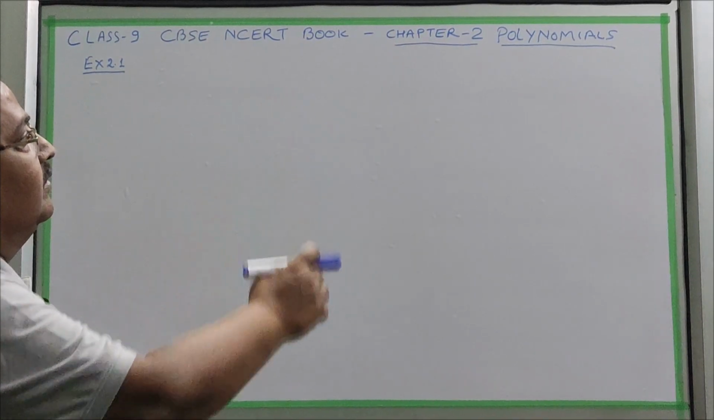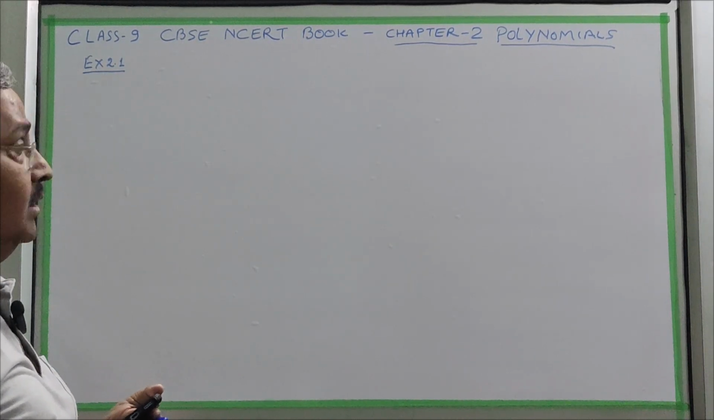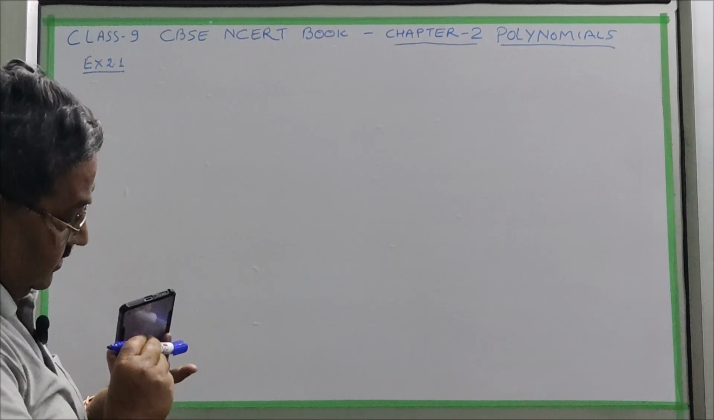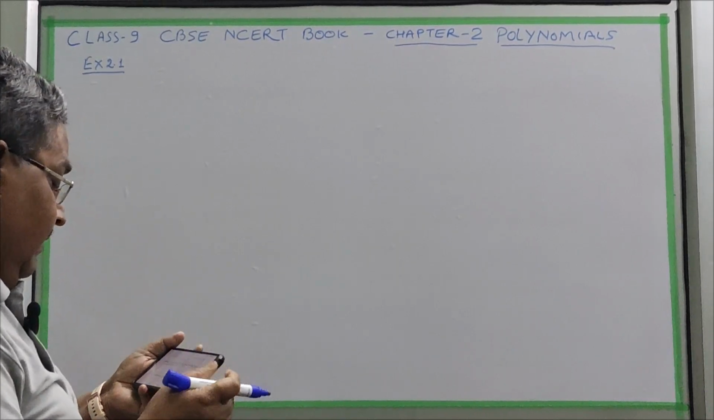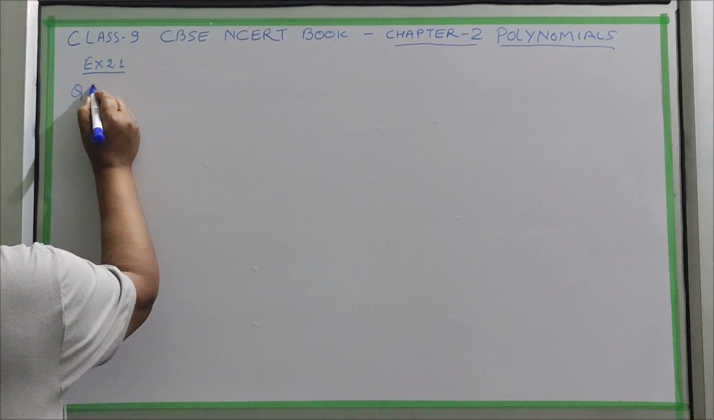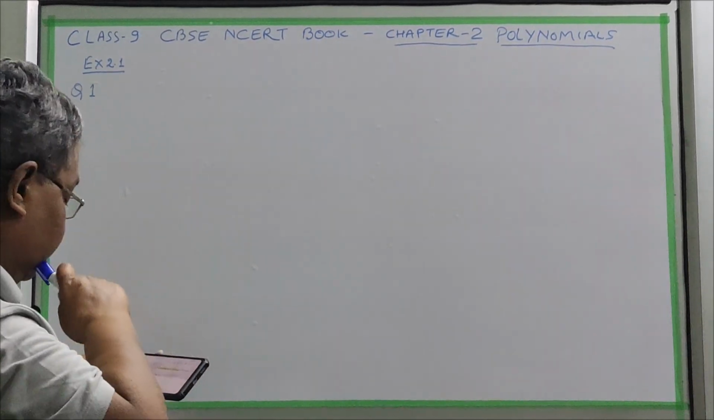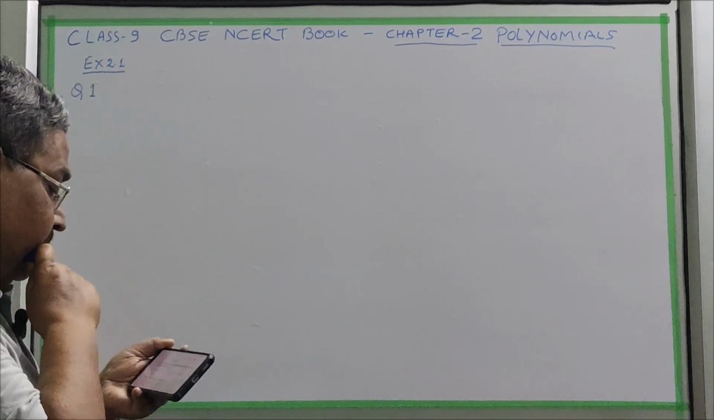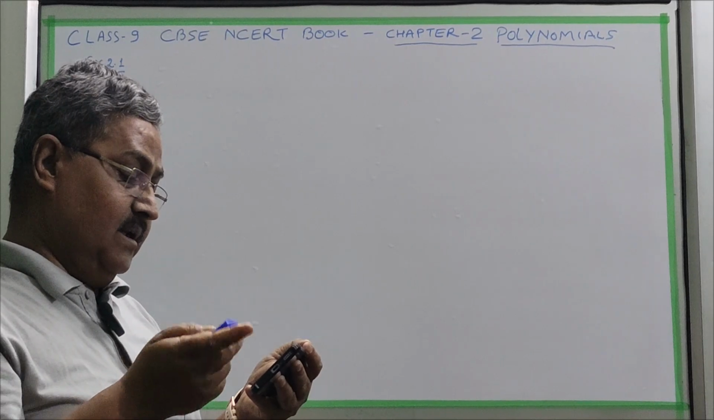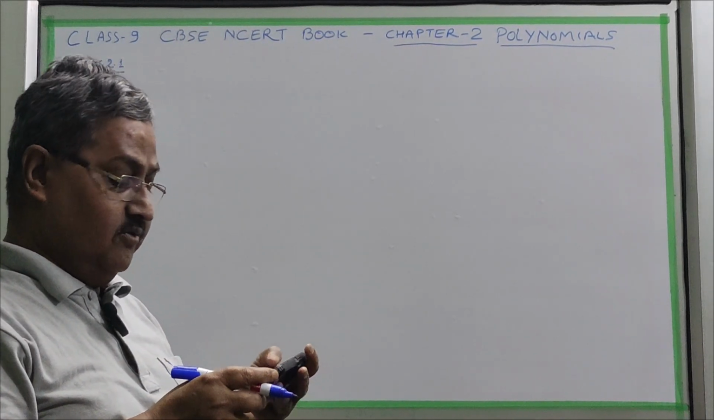Hello, so today we will start with polynomials. So it's exercise 2.1. First question is question 1. Which of the following expressions are polynomials in one variable and which are not?